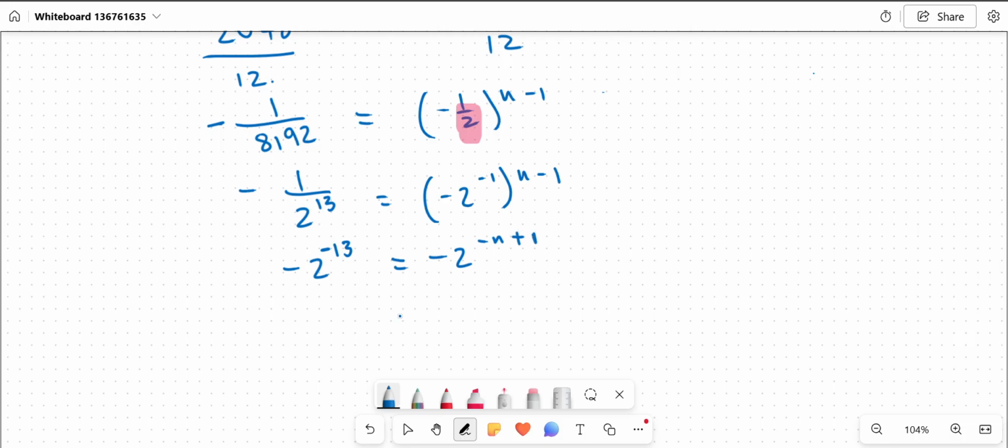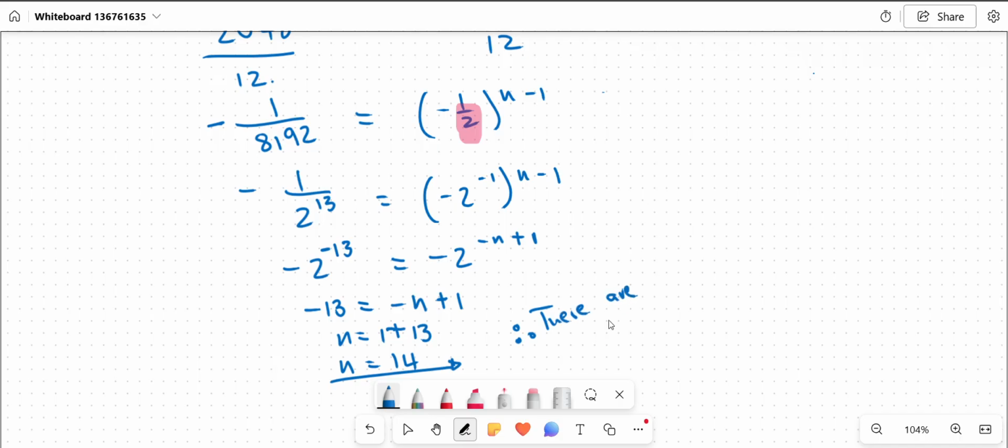And now we can equate those exponents. So negative 13 is equal to negative n plus 1. You take n to the other side, it's a positive. You take the 13 to the other side, it adds with the 1. And therefore, there are 14 terms in the pattern.